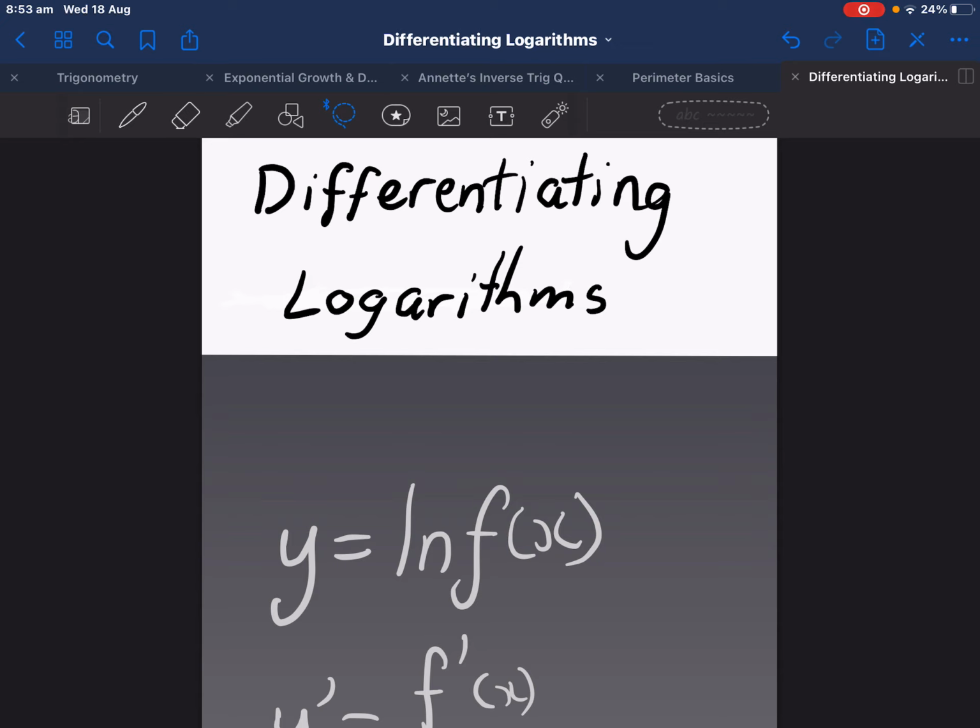So firstly, in this lesson we're just going to learn how to do the basics of differentiating a logarithm, and we'll look at a couple of different examples and scenarios where you need to differentiate logarithms.